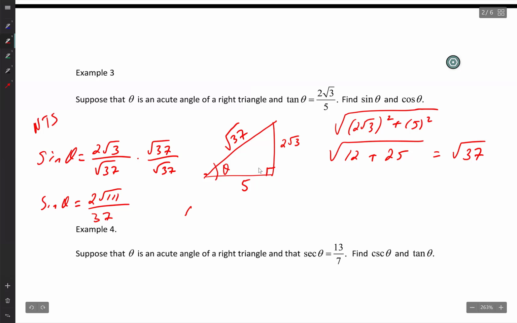Is that a yes? Okay. I'm going to do the same thing for cosine. 5 over square root of 37. And I don't know why my laptop is being so glitchy today. All these wavy lines everywhere. 5 square root of 37 over 37. And there it is. That's it.